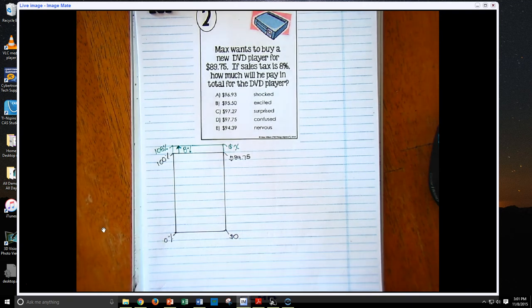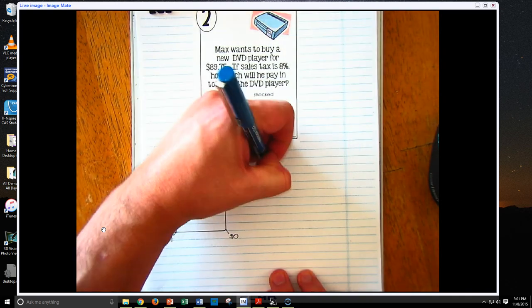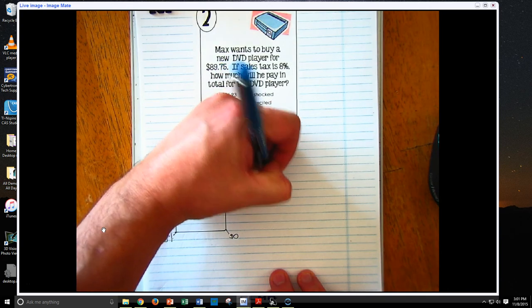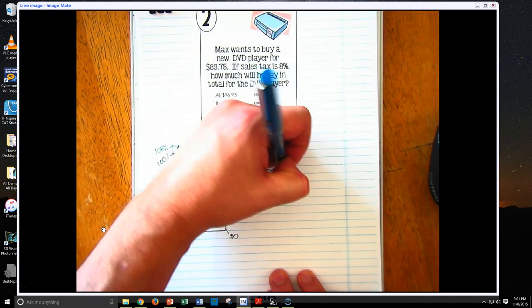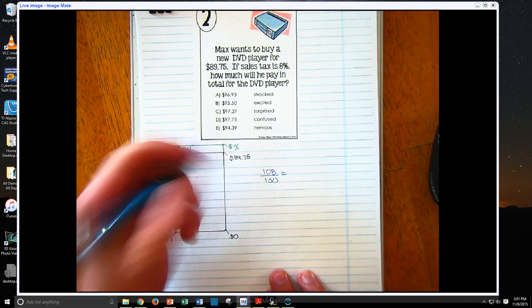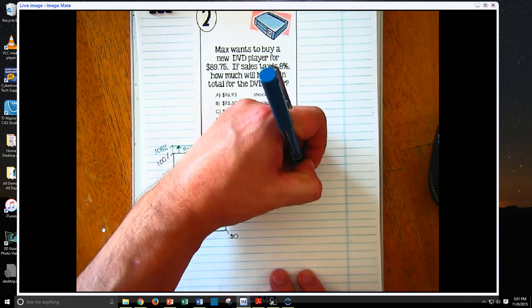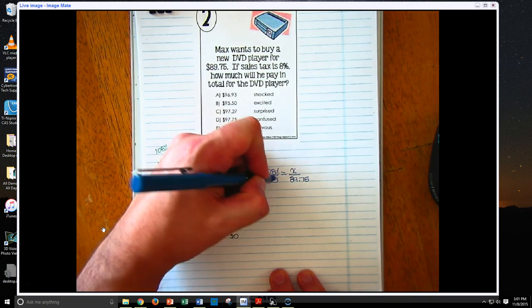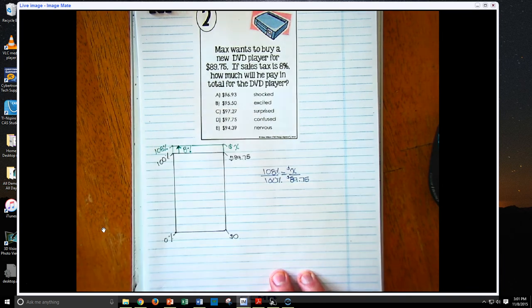But already I can see my proportion taking shape. I can go ahead now and set it up. I'm going to say 108 over 100, I'll write it over here, is equal to, because this proportion bar shows us how they're equal, X over $89.75. For now, in the beginning, I'll put my units, and then I'm going to leave them off until I finish doing all the math.